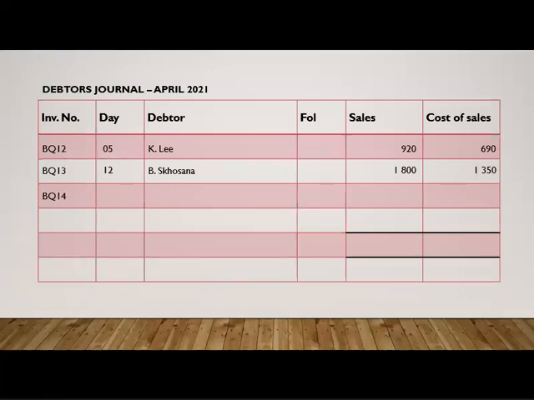So I'll have BQ14 on the 24th. I will have Biscosana. Under sales, I'll have 1,200. Under cost of sales, I'll have 900. That will be recorded under Biscosana's debtors ledger account.